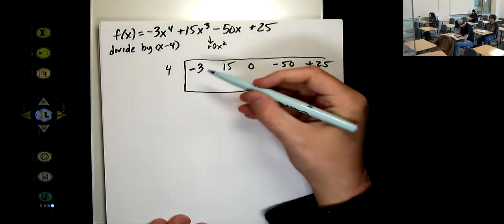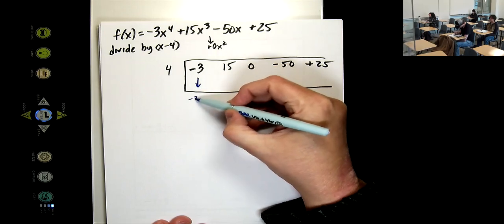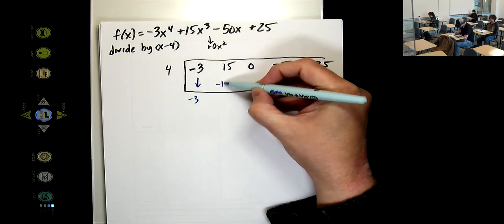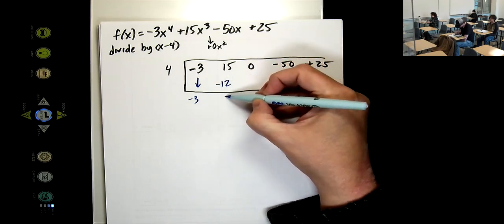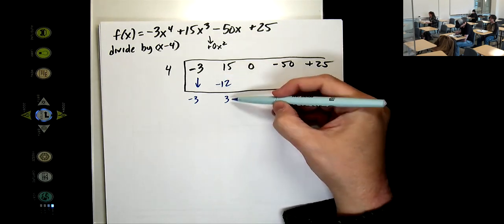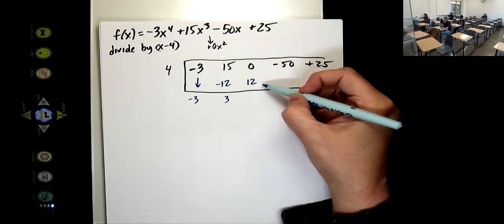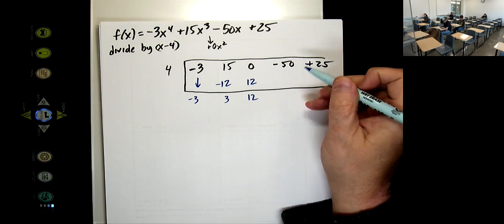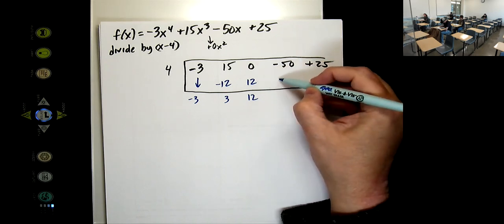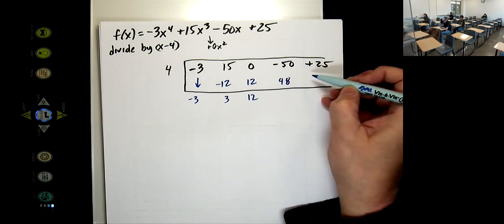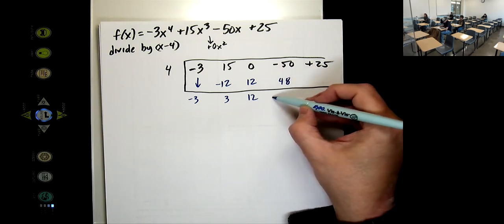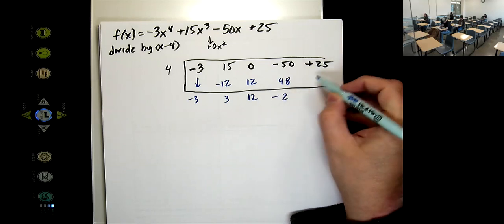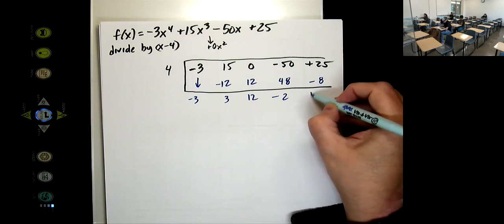Okay. Then let's look at the next one. Bring -3 down, we multiply by 4, we get -12. 15 plus -12 is 3. 4 times 3 is 12. We add those up, we get 12. 48. Add those up, I get -2. And 4 times -2 is -8. And I have 17.